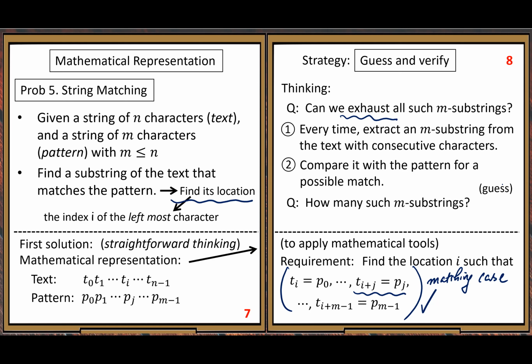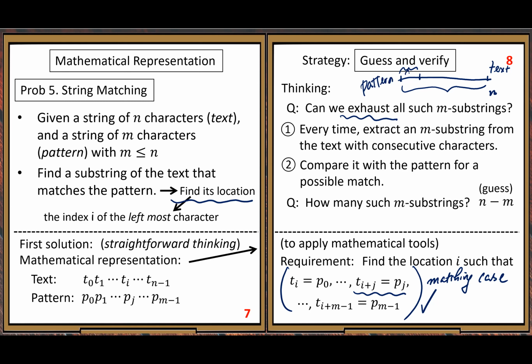So you may need to imagine. Suppose this is the text, with N characters, the length is N. Then the pattern is usually smaller, right? The pattern is much smaller than the text.